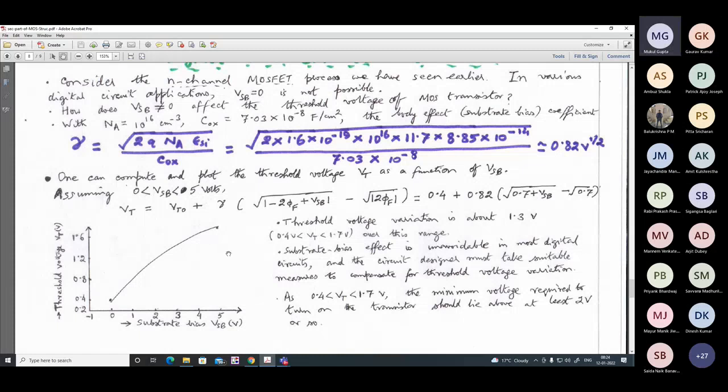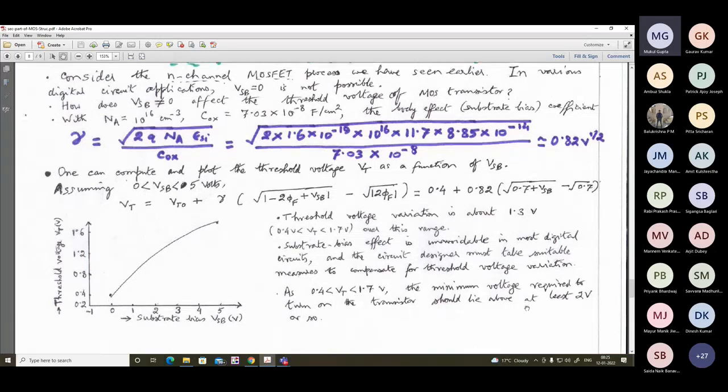For pass transistors in particular, source and body cannot be at the same potential. Source will be positive with respect to body. So for them, you have to calculate the VT separately. And here, we find that the range of threshold voltage is between 0.4 to 1.7. So minimum voltage required to drive the transistor should be above 1.7. So let us be at least 2 volt or so, right?